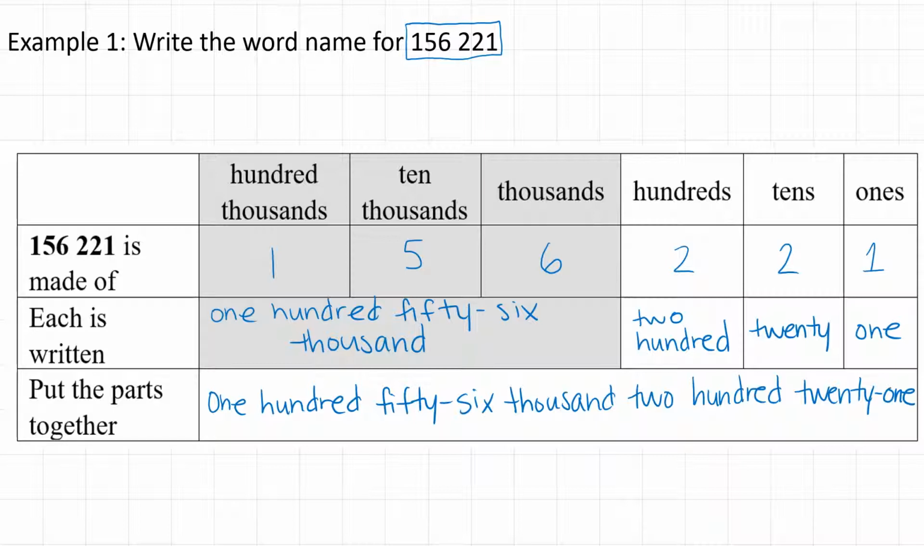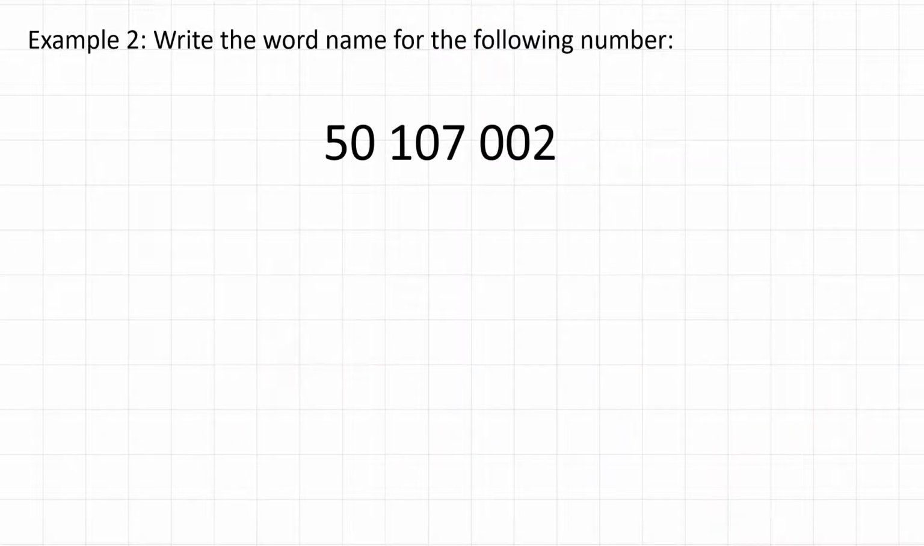Do you see what the value of having this table is? It makes it really easy if we break everything down into their place value, write out their words in the groups, and then put them all together to get our final answer. Let's go through one more example.